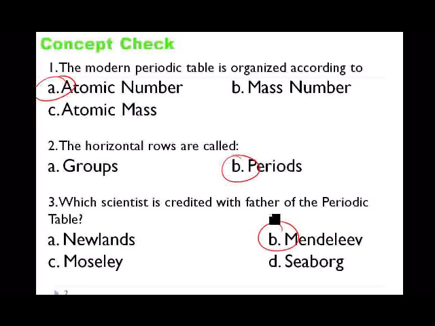The modern periodic table is organized according to atomic number. The horizontal rows on the periodic table are called periods. And the scientist credited as the father of the periodic table is Mendeleev.